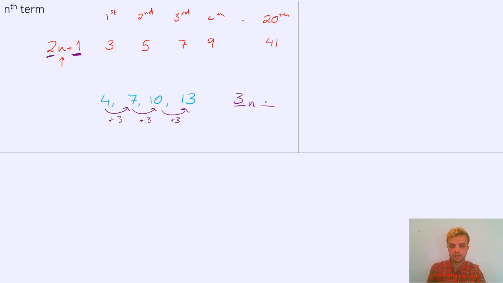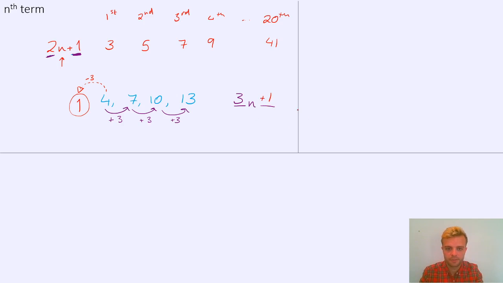To work out the bit that comes after the n, the plus or minus part afterwards, there are lots of different ways of working it out, but I like doing it this way. It's almost like cheating, but it works, so let's do it. What would come before the first term in this sequence if there was a number here? Well, if we're going up by 3 every time, then the number that would be before the 4, if there was a number there, we'd have to take away 3 from the 4, go down by 3, and we'd get 1. And that's positive 1, so the bit that comes after the 3n is plus 1.